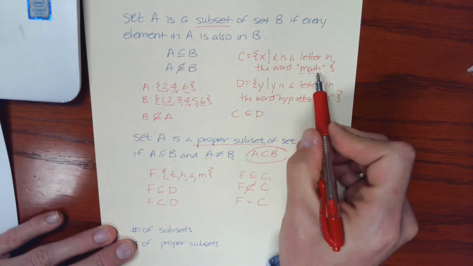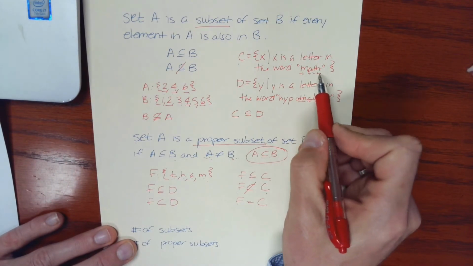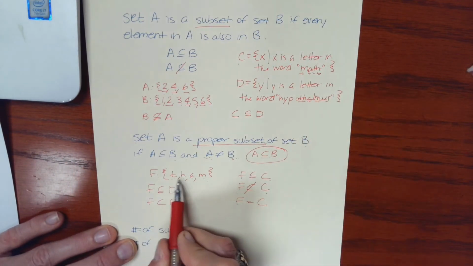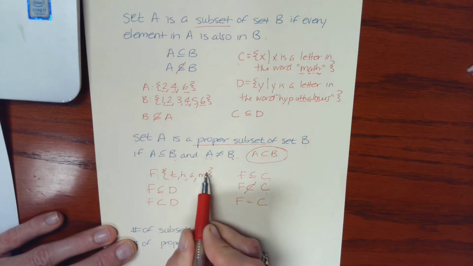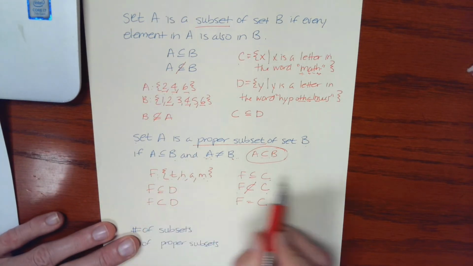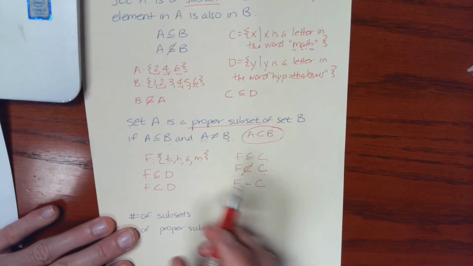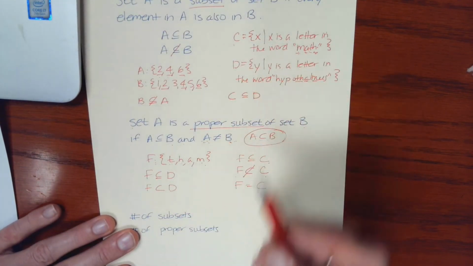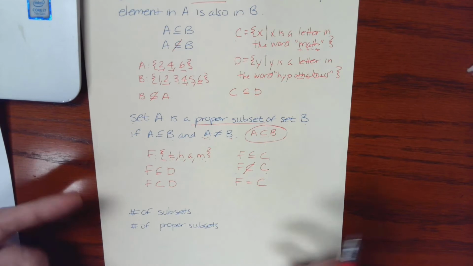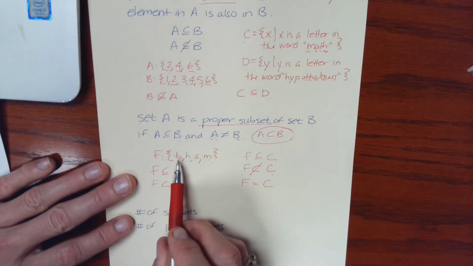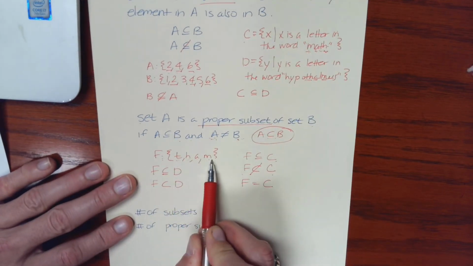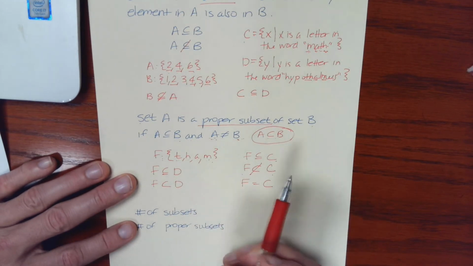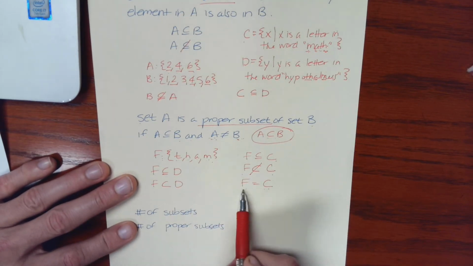The order of the elements, M, A, T, and H, and T, H, A, and M, the order that you place the elements when you're using the roster method is irrelevant. So F and C are the same. And just as a little sidebar, if you repeated elements, that wouldn't make any difference. For them to be equal, they have to have the same distinct elements.